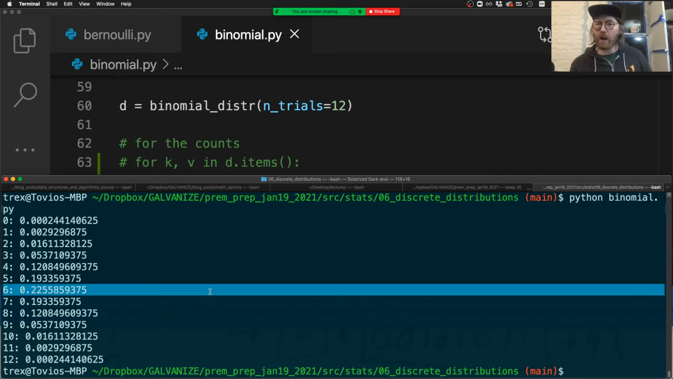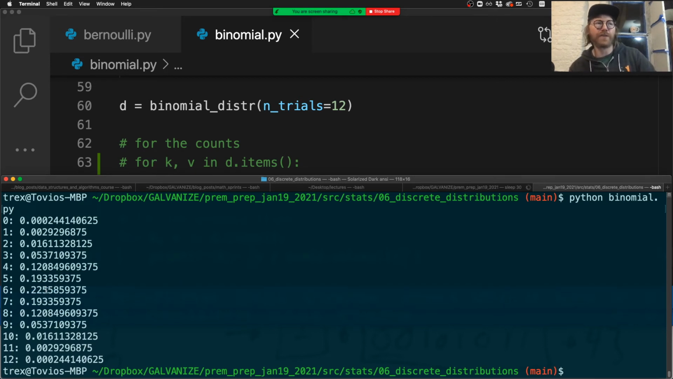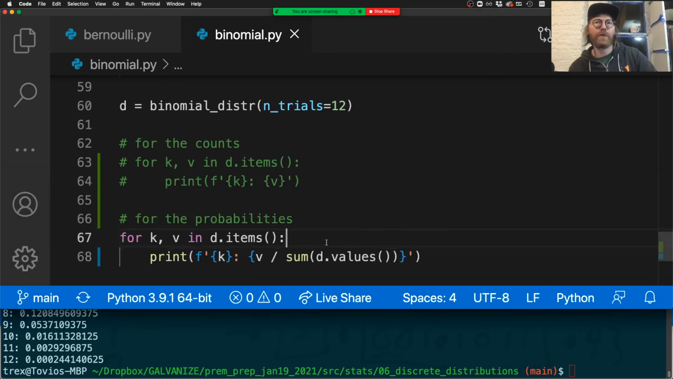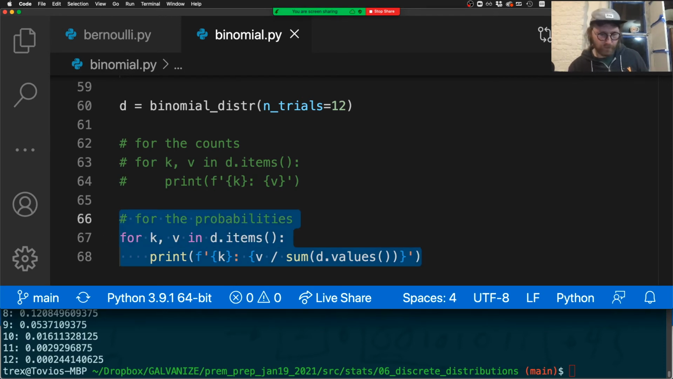The probability of getting 6 successes in 12 trials, where the probability of any given trial is 0.5. Well, that's going to be 0.225 or 0.226, 0.2256, whatever precision we're going to consider there. So I'll put that in the Slack as well, because I think the next question is going to call for that.